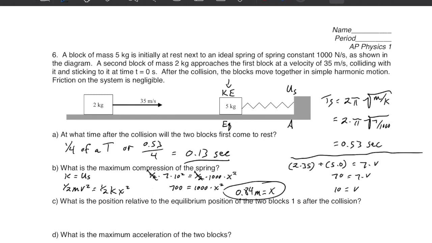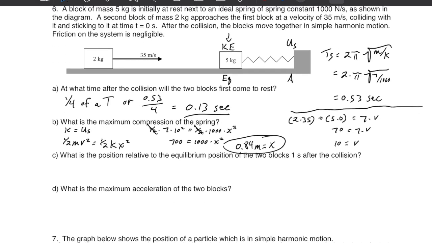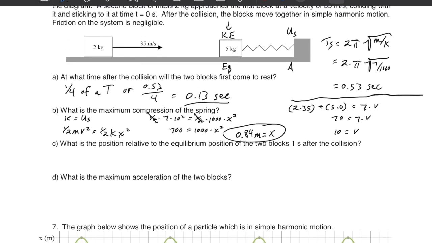Now that we have amplitude, the total possible displacement, we can do C and D a little bit easier. What is the position relative to the equilibrium position of the 2 blocks 1 second after the collision? Well, if we're determining position based on time, the ideal formula would be position is equal to amplitude times the cosine of 2 pi times the frequency times that time point. It's a mouthful, but it works. Make sure you're in radian mode. So the position that we're looking for is equal to the amplitude 0.84 times cosine of 2 times pi times the frequency.